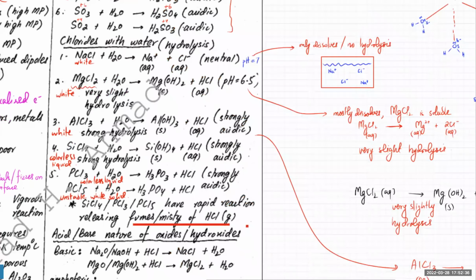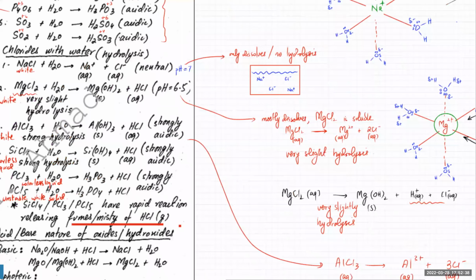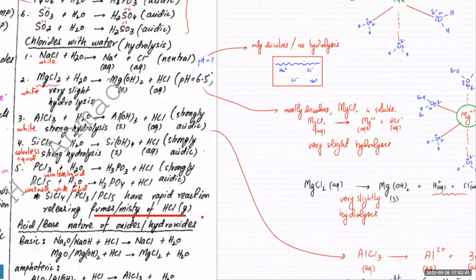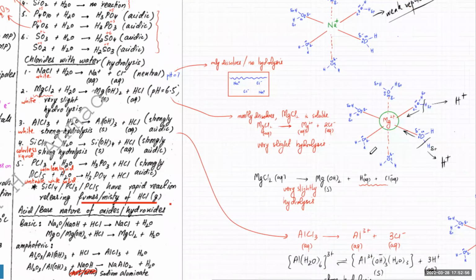What happens when you react a chloride with water? NaCl only dissolves. That's the only thing that happens. And it dissociates into its ions. MgCl2, it's got a much bigger positive charge. So since it's got a much bigger positive charge, it ionizes the water molecules and turns it into Mg(OH)2 and releases H+ ions, but very slight hydrolysis. And as you go down the group, the hydrolysis becomes stronger and stronger. SiCl4 is the case where the hydrolysis is pretty strong. It's a strongly acidic solution that is going to be formed.